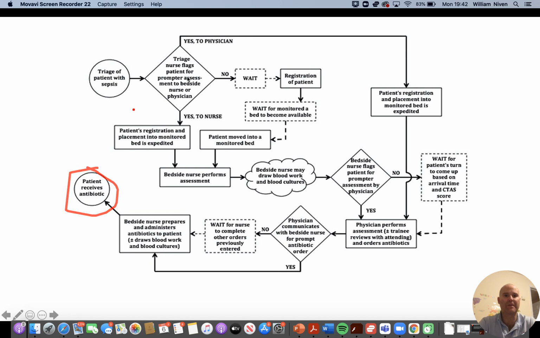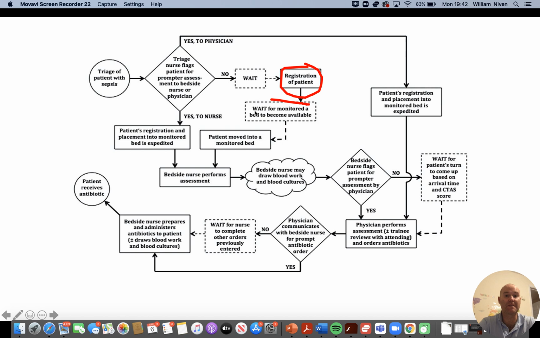Now, if the triage nurse fails to recognize sepsis, there could be a wait. The patient would get registered at this point. They would have to wait for a cubicle where bloods could be taken. And then when the patient finally moves into the bed, the process continues.